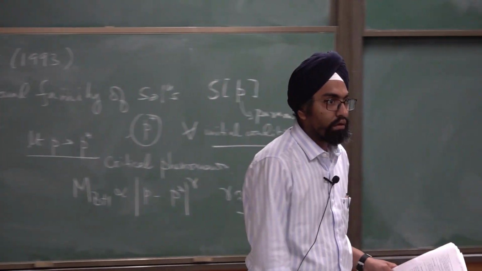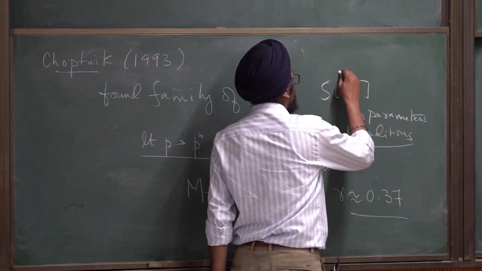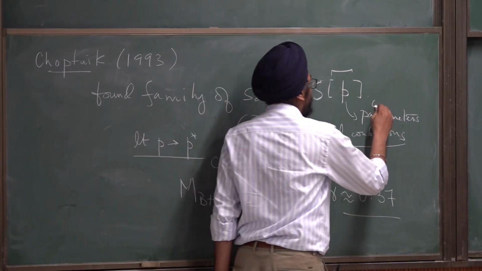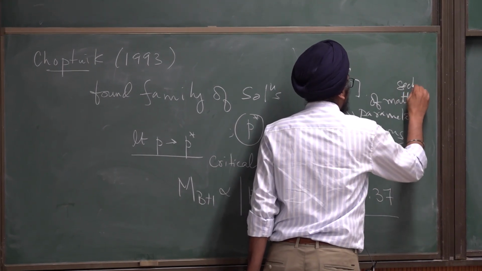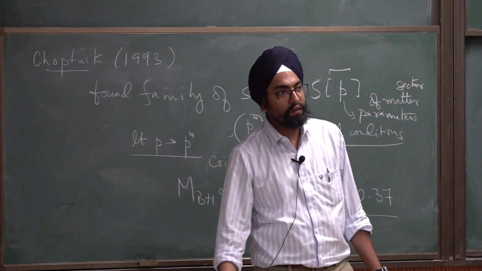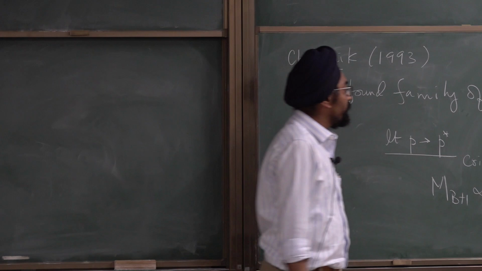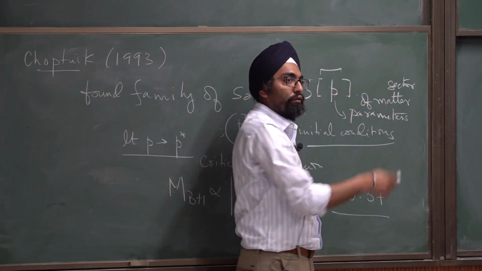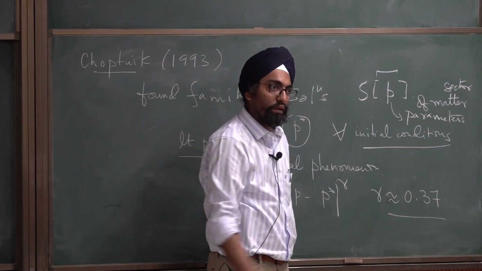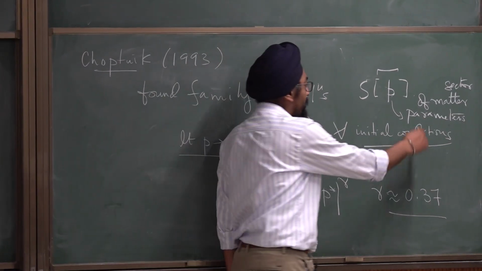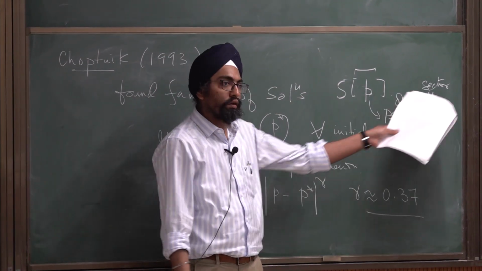Yes, P could be different. The P's represent, as I said, parameters of the matter sector. For example, if it is a scalar field which is undergoing collapse, the profile of the scalar field will decide these parameters. And of course, the total mass, given by the ADM mass, is also there. So these are parameters of the matter sector, and there can be different parameters.